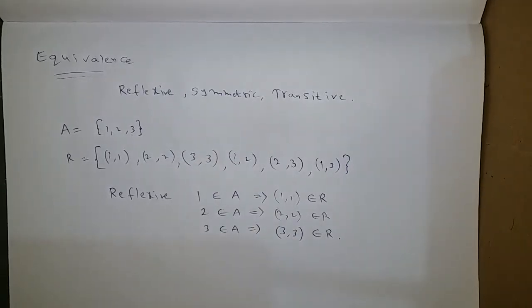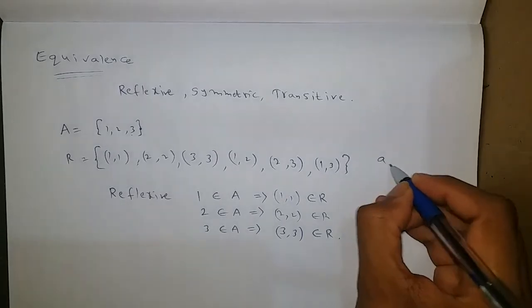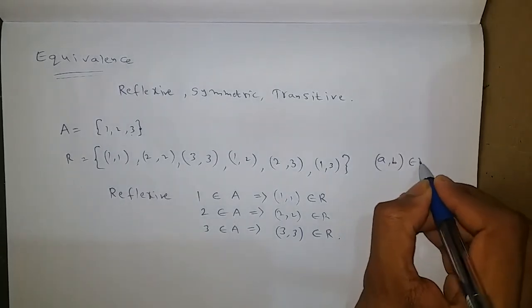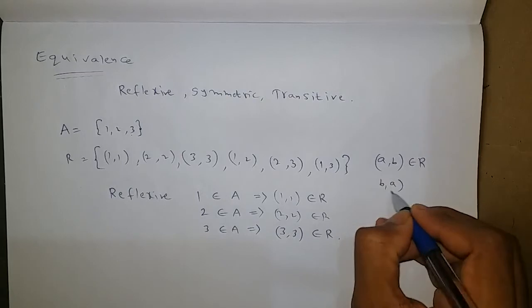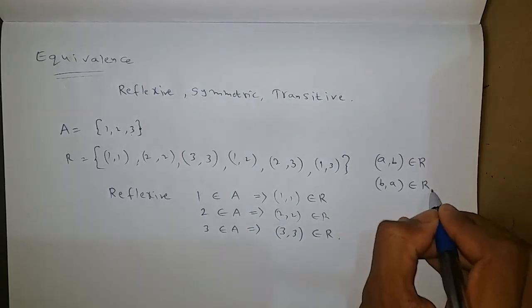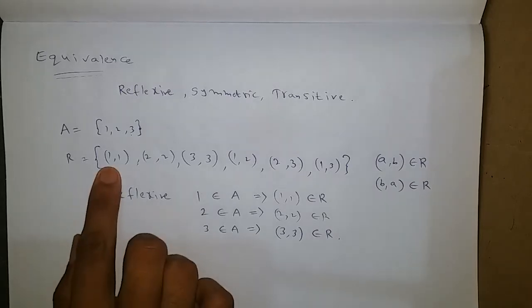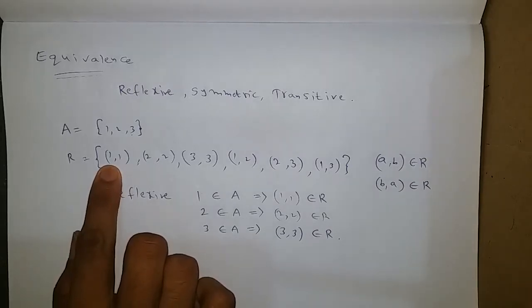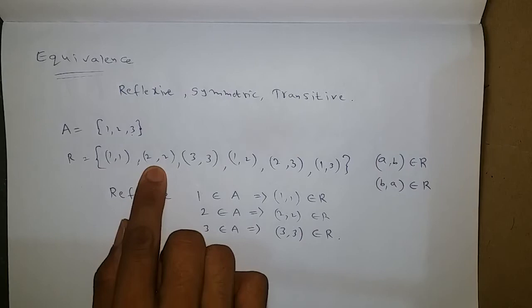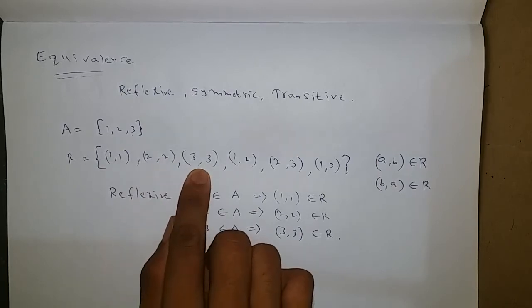Okay, next let us check whether it satisfies symmetric or not. What is the symmetric relation saying? If (a,b) belongs to relation, then compulsorily (b,a) also should belong to relation. Let us check now. (1,1) is there, in reverse also (1,1), okay. (2,2) is there, in reverse also (2,2). (3,3), in reverse also (3,3), it is there.